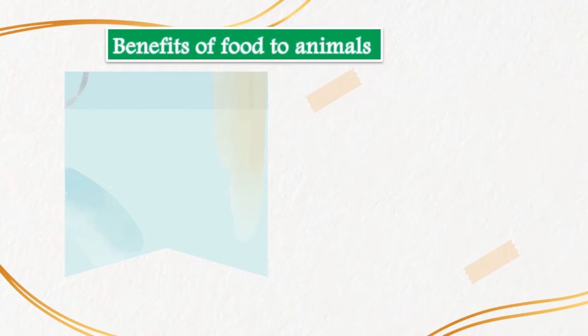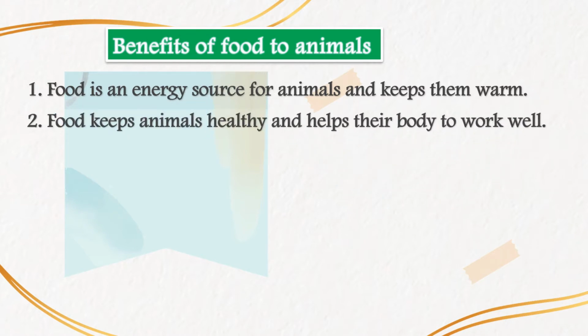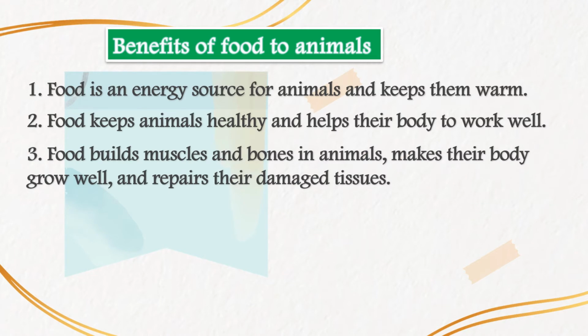So, what are the benefits of food to animals? Number one, food is an energy source for animals and keeps them warm. Number 2, food keeps animals healthy and helps their body to work well. Number 3, food builds muscle and bone in animals, makes their body grow well, and repairs their damaged tissues.